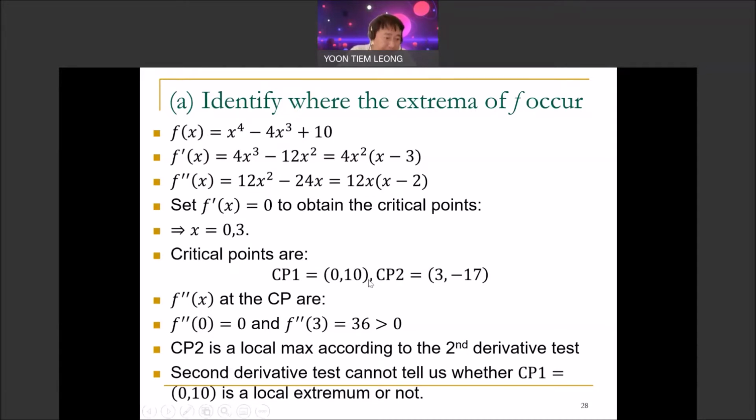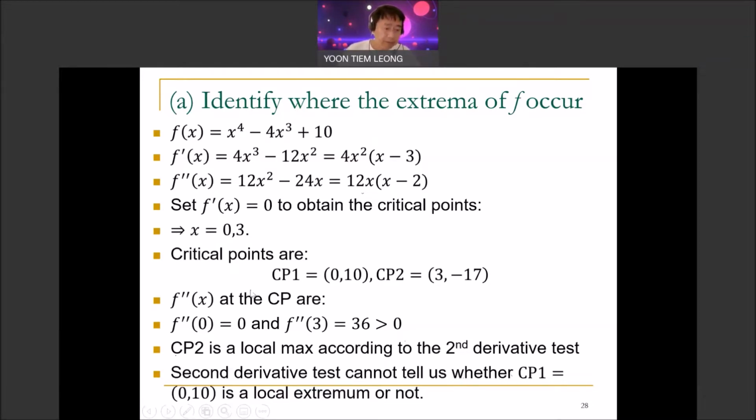Let us look at CP2 first, because this will be shown to be a local minimum. You take the derivative of the function, and then you take the derivative again to get the second derivative, which is 12x times (x - 2). Then you check the sign of f double prime at x = 3 for CP2, and you find that the value of the second derivative at x = 3 is a positive number. Therefore, you come to the conclusion that CP2 is a local minimum, using the second derivative test.